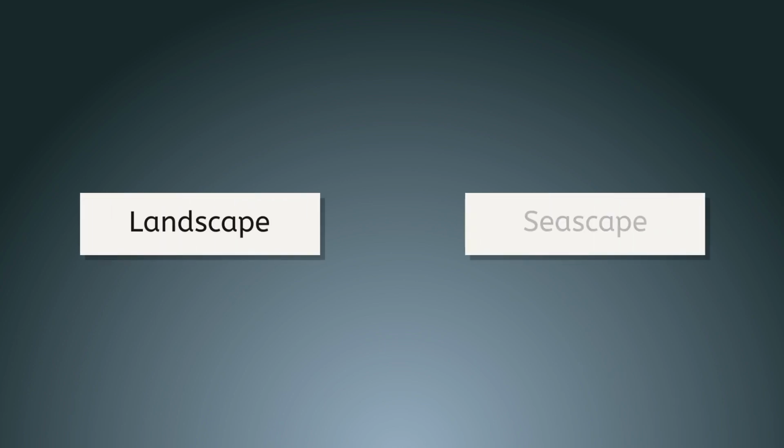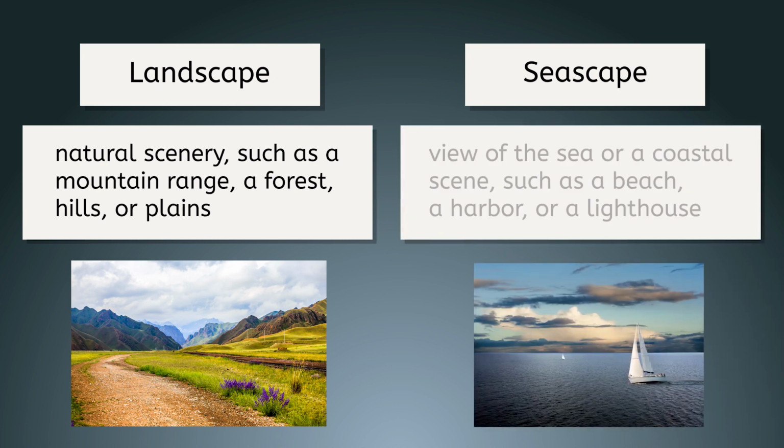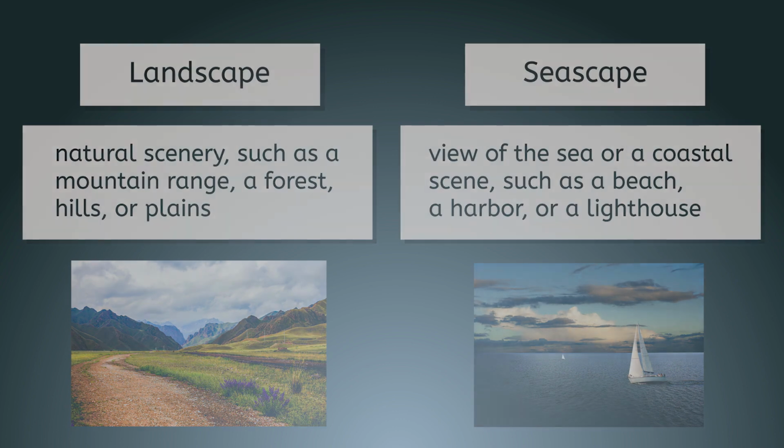First, we need to understand the concept of a landscape or seascape. While both are images of the outdoors, a landscape typically depicts natural scenery such as mountain ranges, a forest, hills, or plains. A seascape, on the other hand, depicts a view of the sea or a coastal scene, such as a beach, a harbor, or a lighthouse.